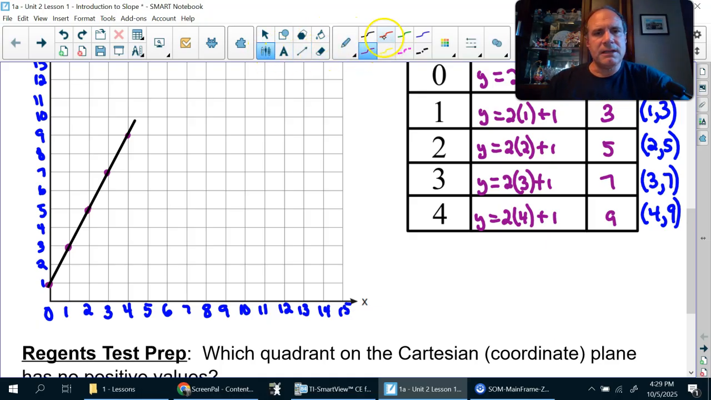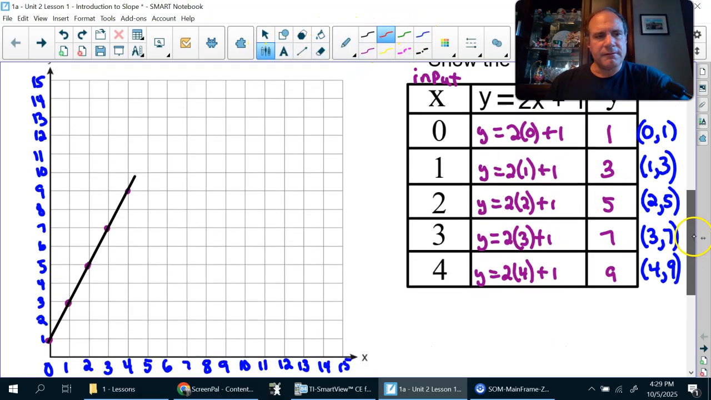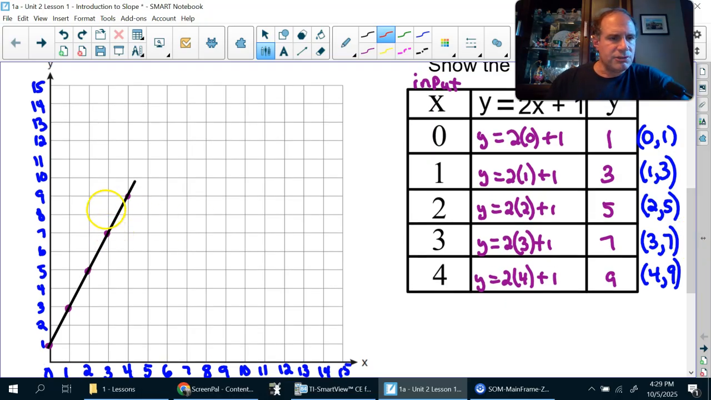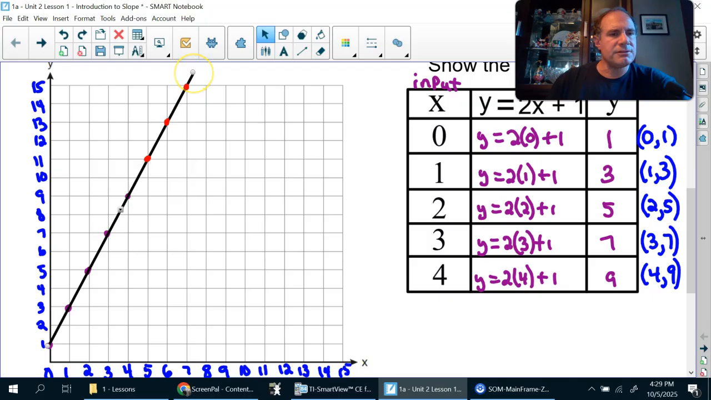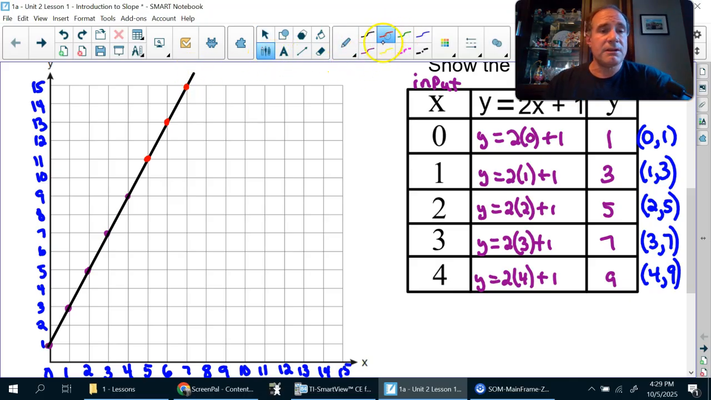So take a look at what you have. We're going to rise 2 and run to the right 1. Rise 2 and run to the right 1. And look, that would be the next point. Rise 2, run 1. That would be the point after that. And rise 2, run 1. So you could tell exactly what the line is going to do because there's a pattern, and that pattern stays the same. We're going to connect those points, and you notice that it makes a straight line. It makes a straight line because the pattern remains the same.